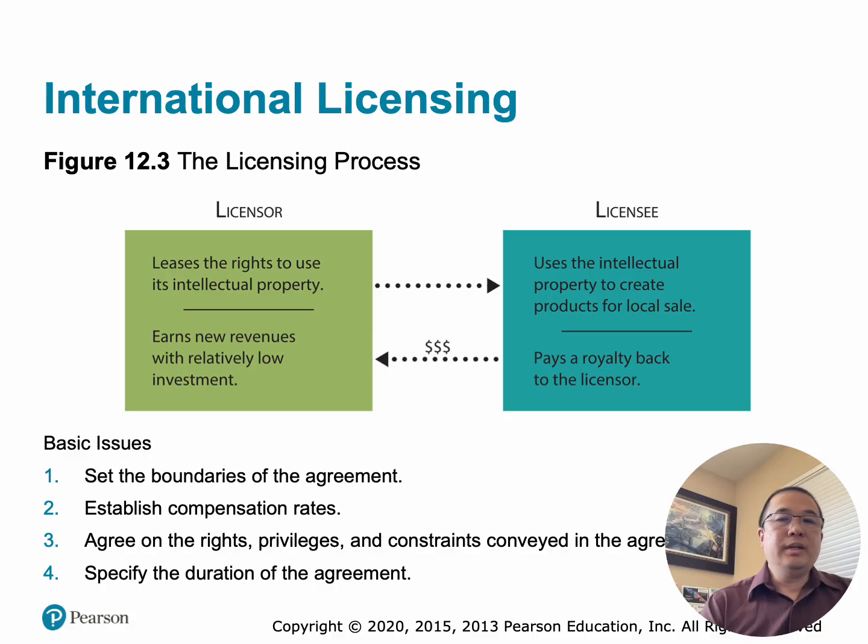And number 4, it should specify the duration. So this should help determine the start date, expiration date, renewal options. For example, a 10-year licensing agreement. So the disadvantages of licensing include less control over how products are produced or marketed, the risk of creating future competitors, potential loss of intellectual property, and limited profit potential compared to direct ownership.